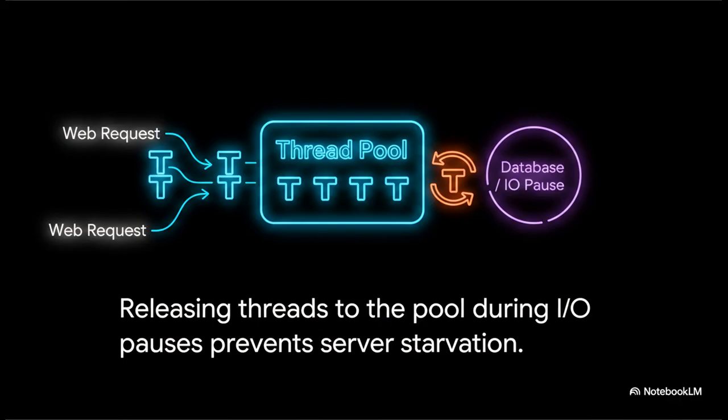And here's the absolute lifeblood of scaling your app. Releasing threads to the pool during I/O pauses is what prevents server starvation. Because we don't have that synchronization context tying us down anymore, when your async method hits an await for, say, a database call, that thread is instantly released back into the server's thread pool. It can go serve a completely different user's web request. When your database call finally finishes, any available thread from the pool can step in, pick up the state machine, and finish returning the response. This is how you handle millions of concurrent requests without crashing your whole system.